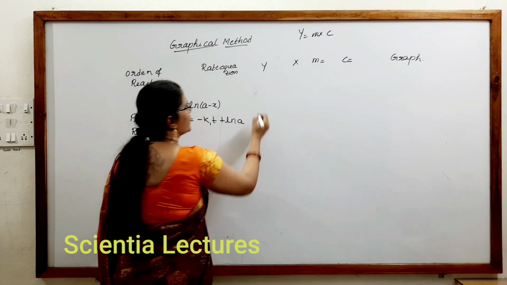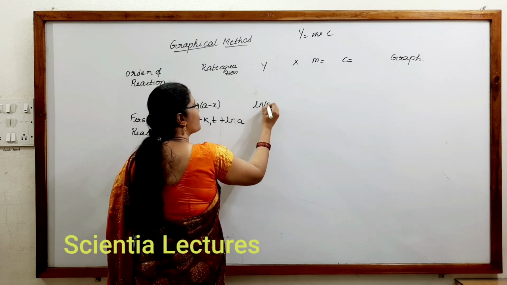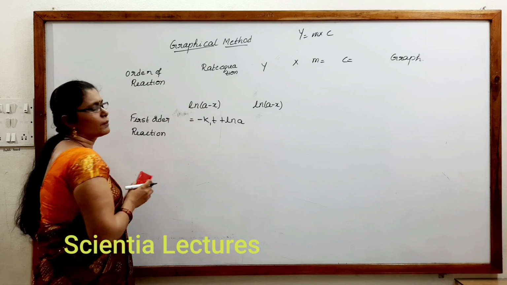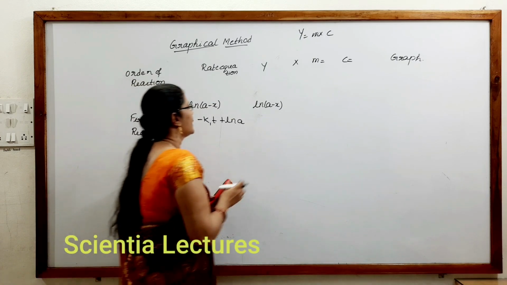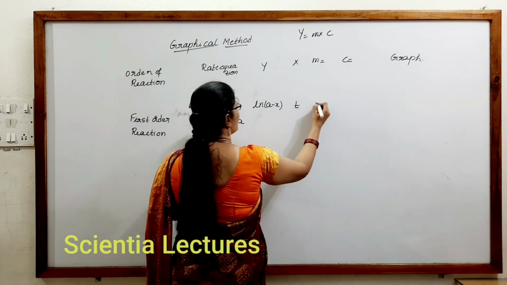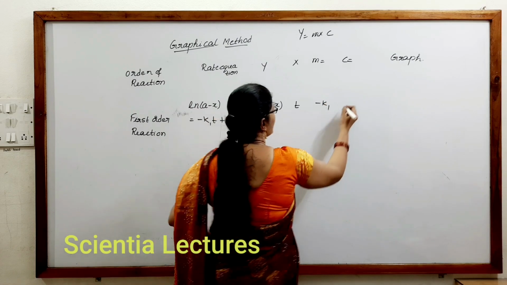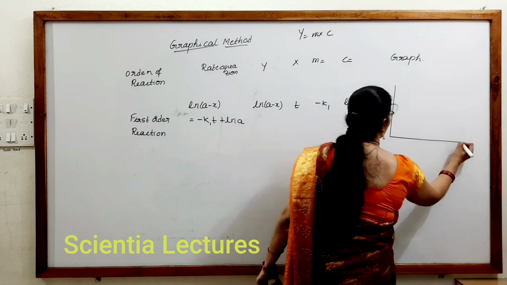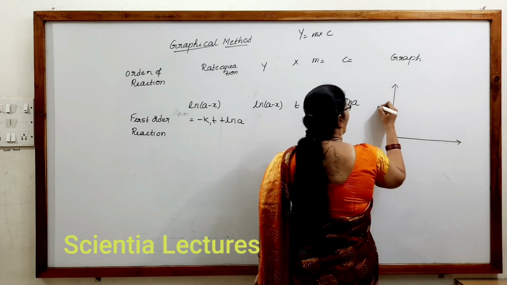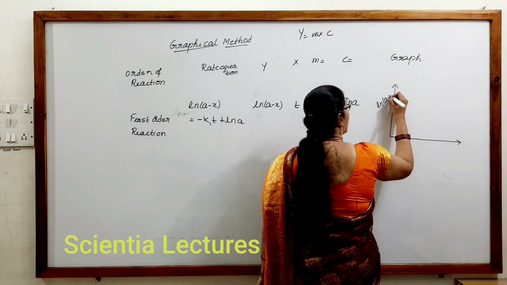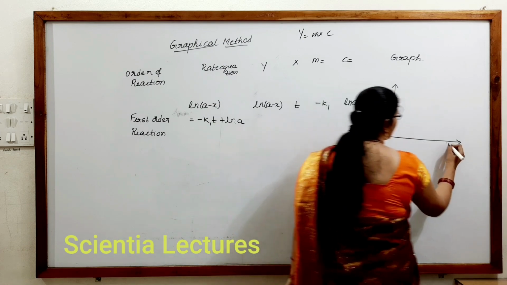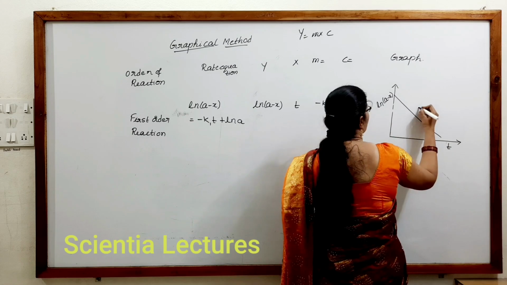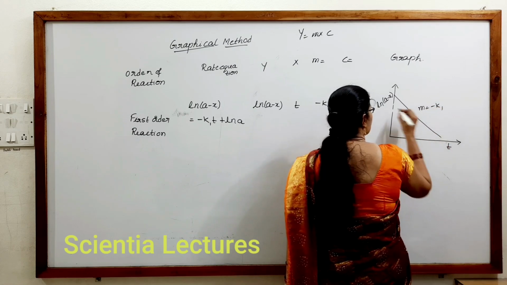What is taken on the y-axis? ln(a - x). That is log base e. ln is nothing but log base e. On the x-axis, t. What is the slope? -k1. What is the y-intercept? ln a. So what is the graph to be drawn? If you take ln(a - x) on the y-axis and t on the x-axis, you will get a negative slope. That is, the slope is equal to -k1.